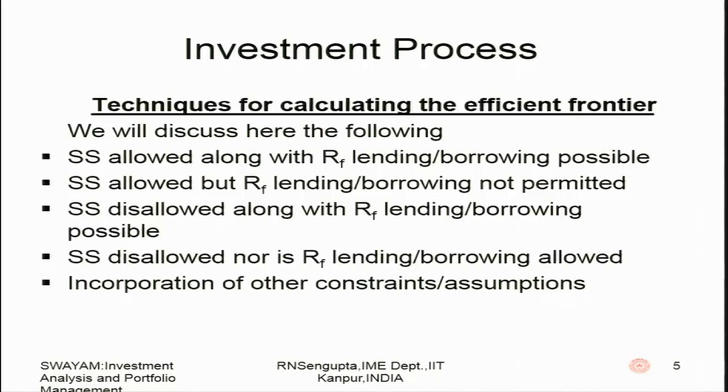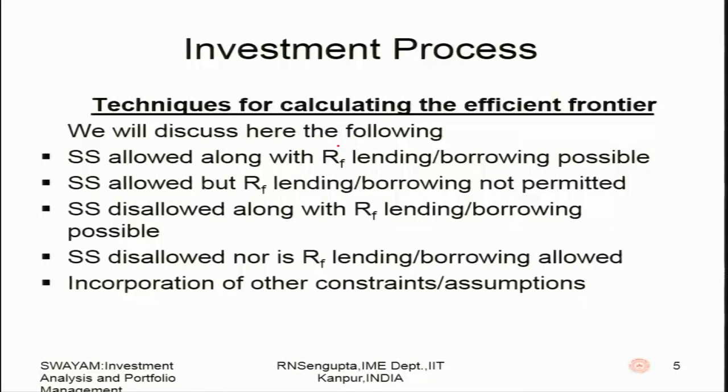The first case is short selling, SS, being allowed along with risk free lending borrowing being possible. When I consider that short selling is allowed, it means the weights need not always be between 0 and 1. They can be negative weights, depending on whether you have short sold those assets and used them to form your portfolio. The risk free interest rate, capital RF, can also be replaced by small rf. One is the rate of return, one is total return. The concept remains the same whether you use capital RF or small rf, or capital R or small r. The F suffix is for the risk free interest rate.